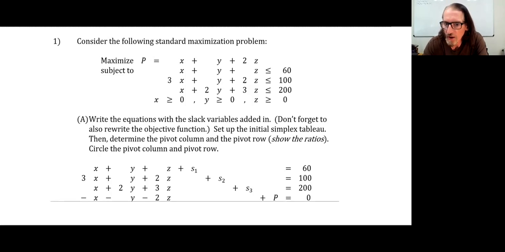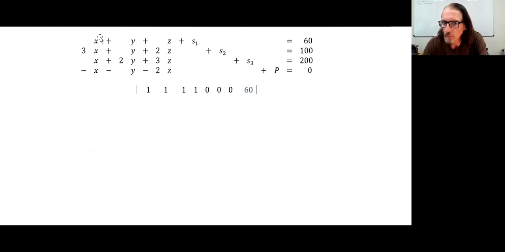I'm now going to turn that into the initial simplex tableau. The first row. Now we have the second as well, the third, and then the objective row.